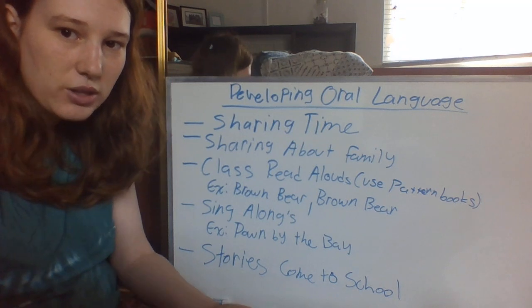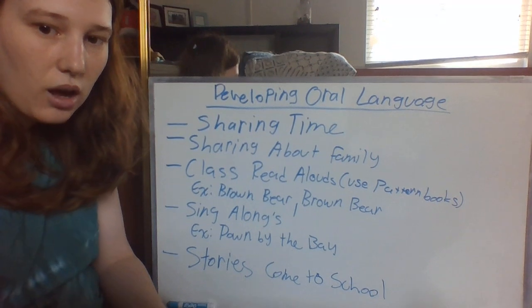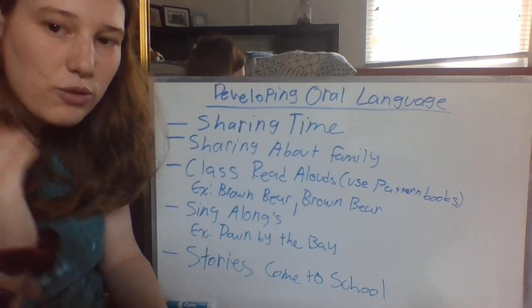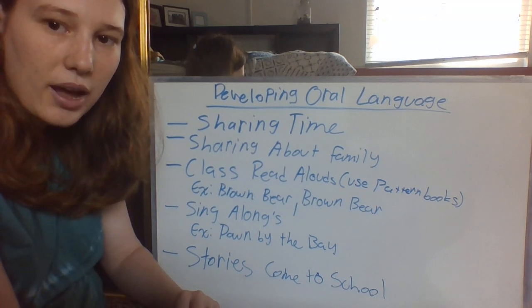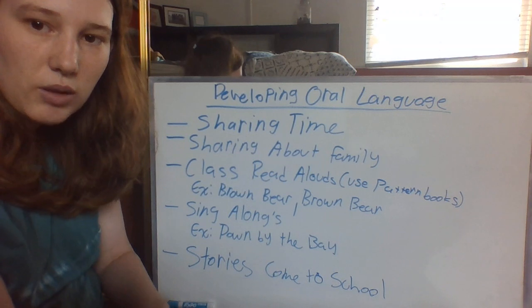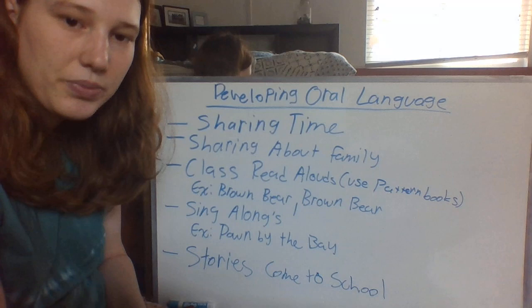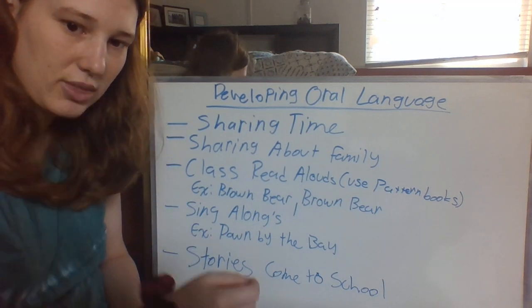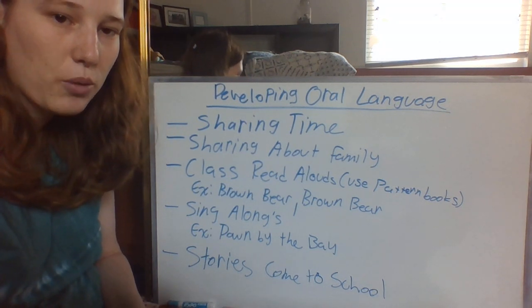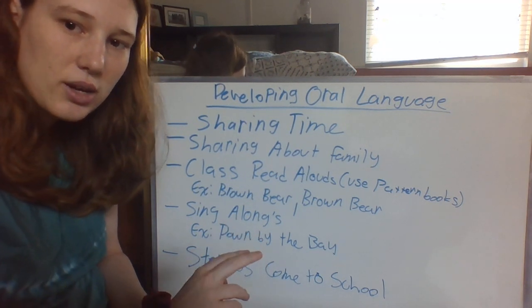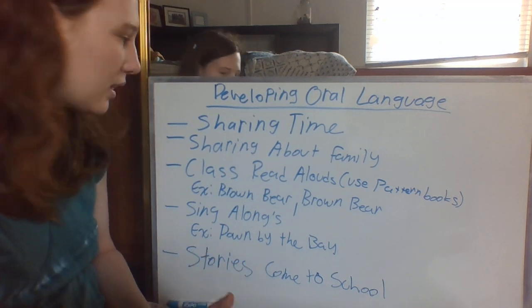Sharing about family. In this case, you could have students bring in pictures of their family, and talk about each of their family members and who they are and what they do and why they're important, or what's going on in the photo, why is that photo important to them, things like that. And so that's another way students could develop oral language, again, by sharing and answering questions and talking about why they love their photo and why it's important to them.